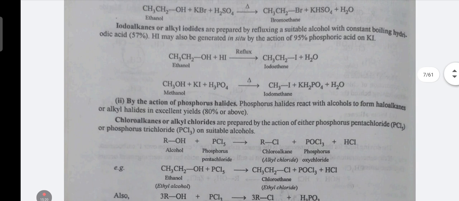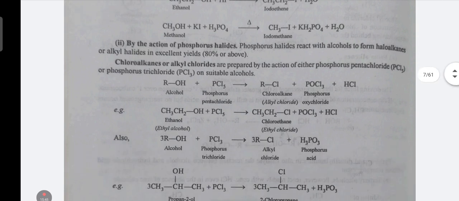Iodoalkane or alkyl iodide is prepared by refluxing a suitable alcohol with the constant boiling hydroiodic acid, 57%. HI may be generated in situ by the action of 95% phosphoric acid on KI.